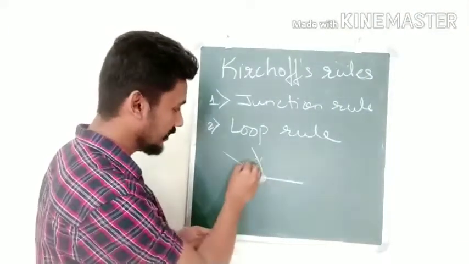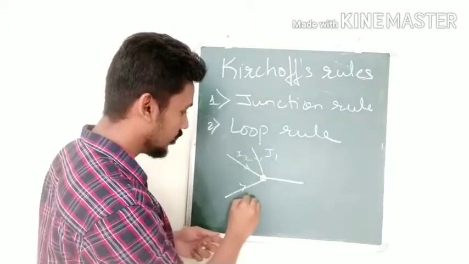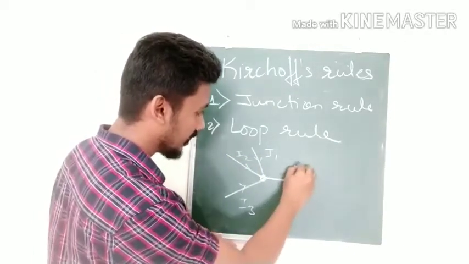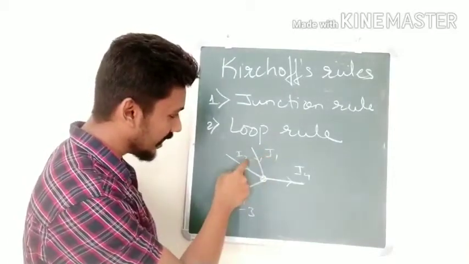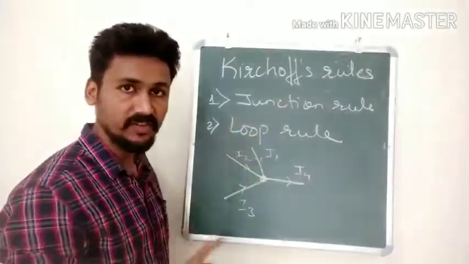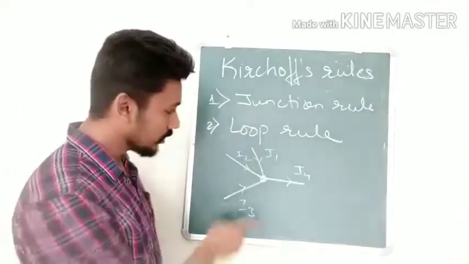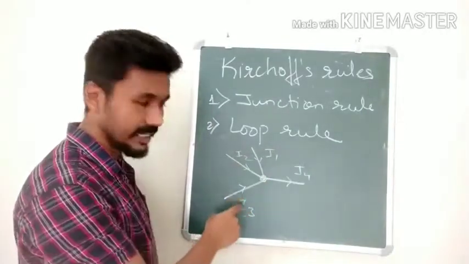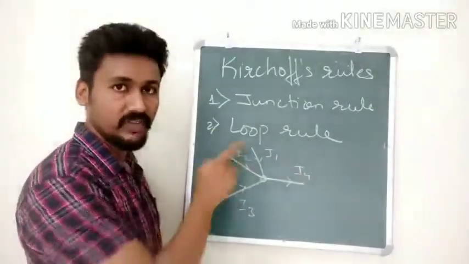Okay, so there is some current. Let us say this is I1, this is I2, this is I3, and the current going here is I4. So we see I1, I2, I3 are arriving at this junction, and I4 is the current leaving the junction. Kirchhoff's junction rule says that the total electric current arriving at the junction is equal to the total current leaving the junction.